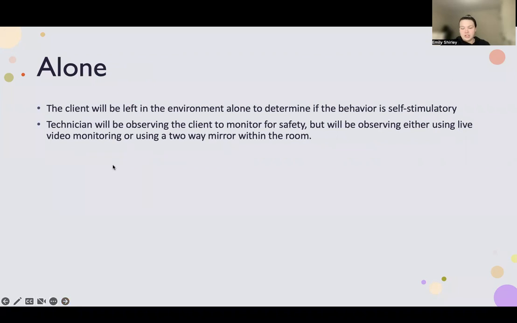The alone condition, again, this condition is just what it sounds like. The client is going to be left in the environment alone to determine if the behavior is self-stimulatory. The technician will be observing the client to monitor for safety, but will either be using a live video monitoring system or a two-way mirror in the room.